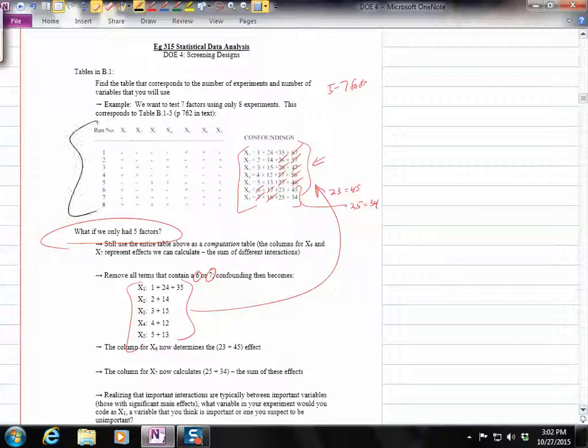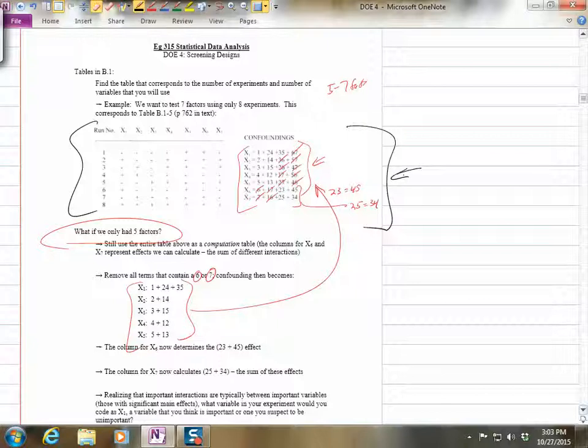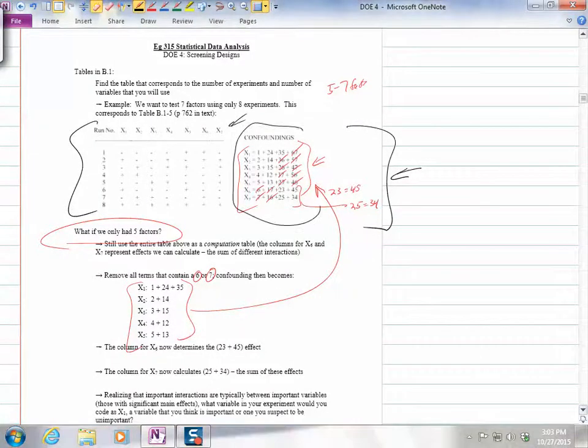So we talked a little bit about there's an appendix. I believe it's on Blackboard. If it's not, let me know. I'll get it to you, and you can print that out. And so there's this appendix that lists out some of the best designs for different situations. I have so many factors. I want to test those in so many runs. What does that design look like? This was one example, and it tells you the confounding pattern and generally the defining relation for it.